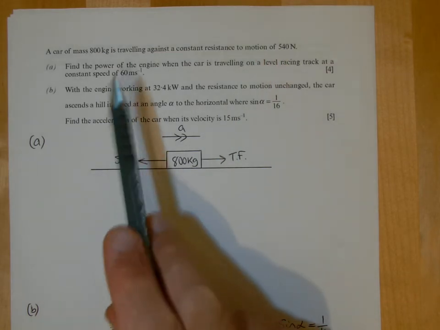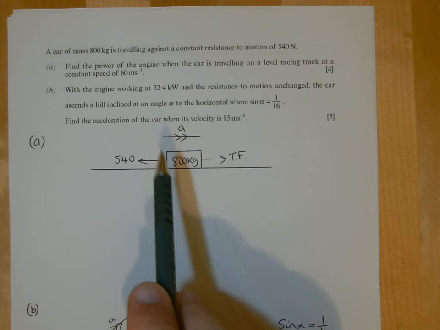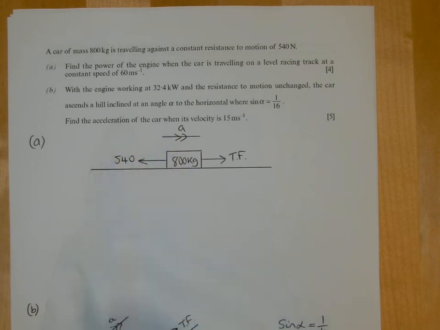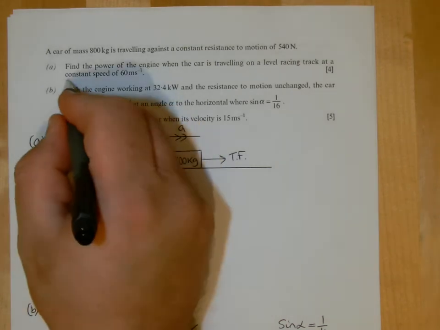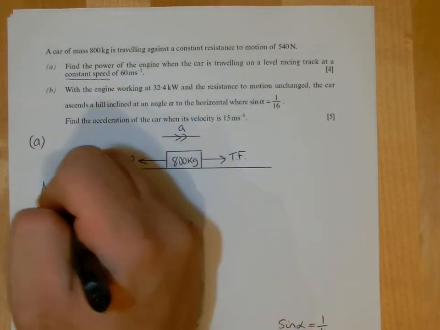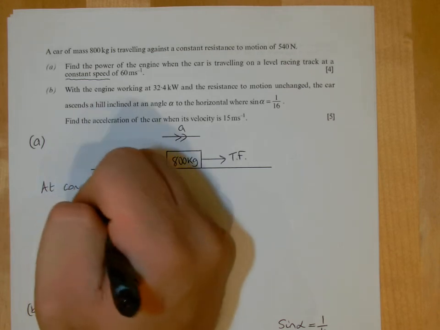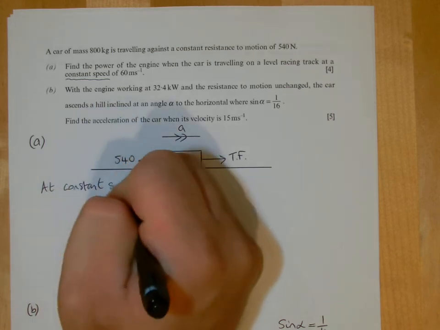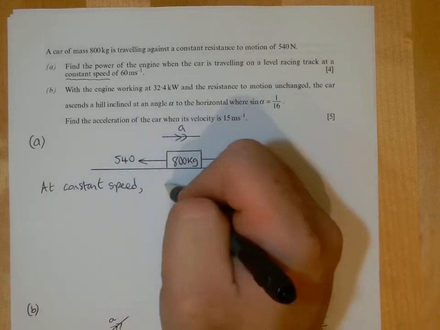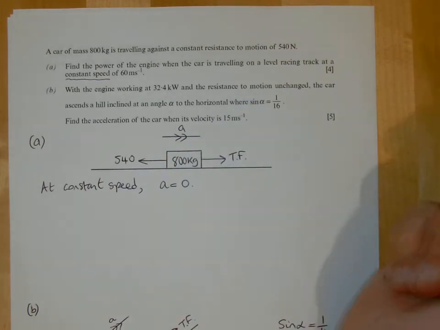It says then find the power of the engine when the car is travelling at a constant speed of 60 meters per second. What you should pick up on are those keywords, constant speed, because of course at constant speed, the car is no longer accelerating. The speed is staying the same, so we can say acceleration is 0. So that's kind of important, isn't it?